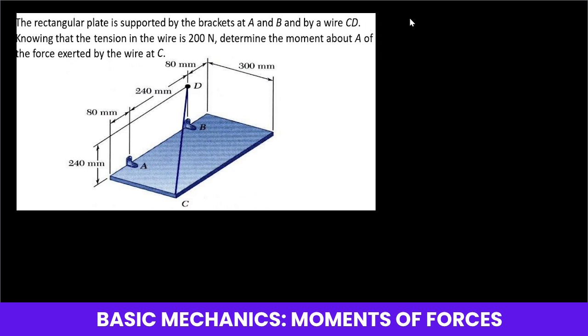Now, first of all, let's deduce this together. It says that the rectangular plate is supported by the brackets at E. This is our E here, right? And B. So it has been attached, all right? These are the brackets, and by a wire CB. So this is a wire. Knowing that the tension in the wire is 200 Newton, determine the moment about E, so this E here, of the force exerted by the wire at C. That means from E to the line of action of where the force is coming from, so from here to here.